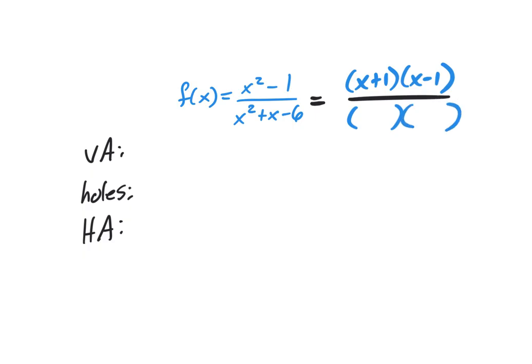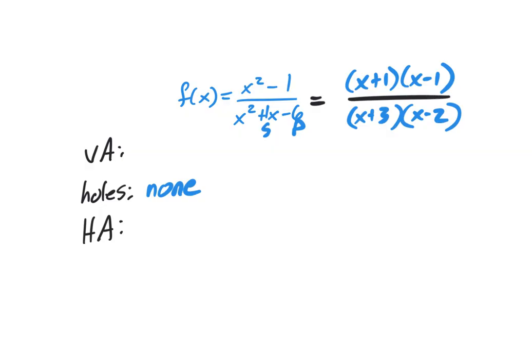And then the bottom is a trinomial, and we don't have a leading coefficient, so we're going to do product and sum here. We're going to say what multiplies to get negative 6 and adds to get 1. 3, negative 2. And it doesn't matter which one comes first. I usually look at holes first. Do I have any common factors on top and bottom? No. If I had a common factor, that would be a hole. There is none. I'll show you an example in just a second that will have a hole. This one does not have a hole.